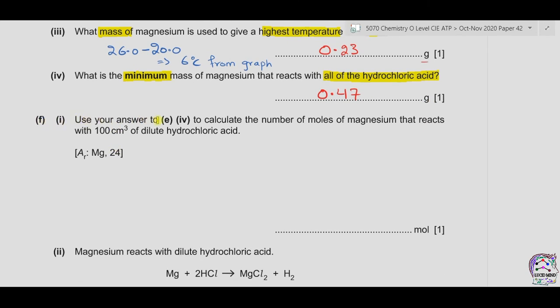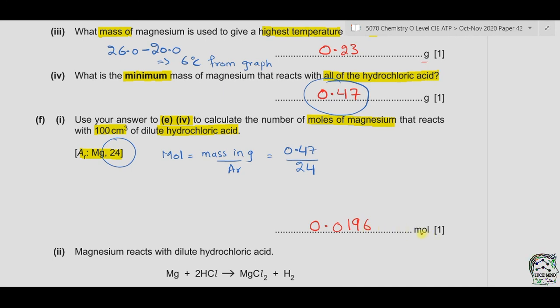Part F1. Use your answer to E Part 4 to calculate the number of moles of magnesium that reacts with 100 cm³ of dilute hydrochloric acid. Atomic mass is given. It is 24 for magnesium. Now using the formula, moles is equal to mass in grams divided by molecular mass, or atomic mass in this case. So mass in grams from E Part 4 is 0.47 grams for magnesium divided by atomic mass, which is 24. So the number of moles is equal to 0.0196 moles.